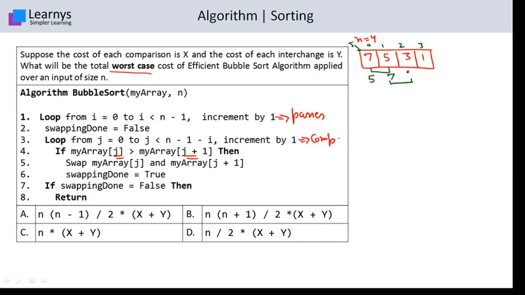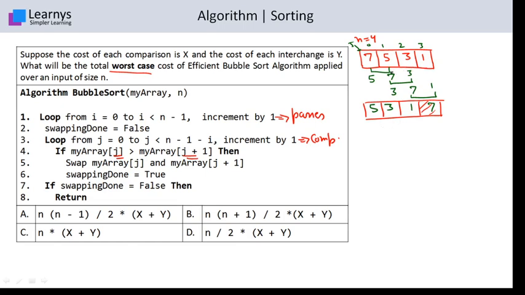Next it compares 7 and 3, so I write 3 here and 7 here. Next it compares 7 and 1, so I write 1 here and 7 here, and the other elements I write as they are. So you can see after the first pass it places the largest element in its proper place. That largest element is 7, and we will not consider it in the subsequent passes.